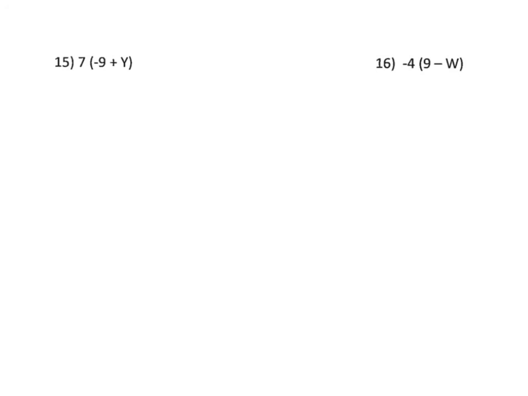We're going to distribute on these ones too. So 7 times negative 9, positive times a negative is negative 63. 7 times a positive y is positive 7y. Negative 4 times 9 is negative 36. Negative 4 times negative w, negative times a negative is positive 4w.